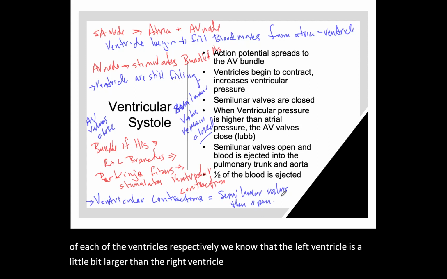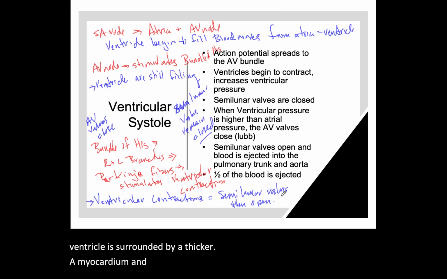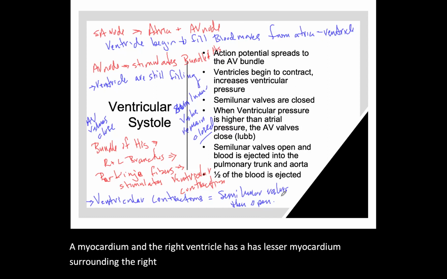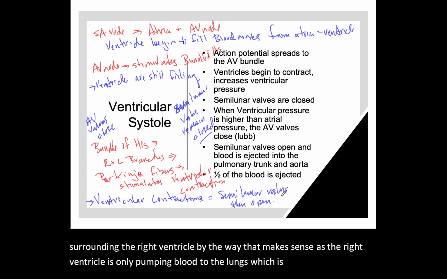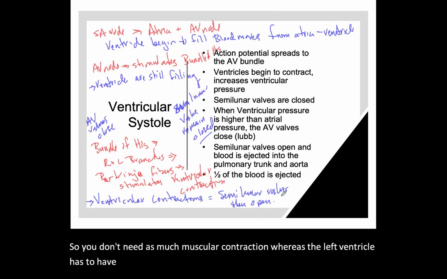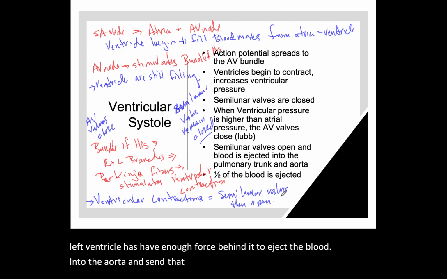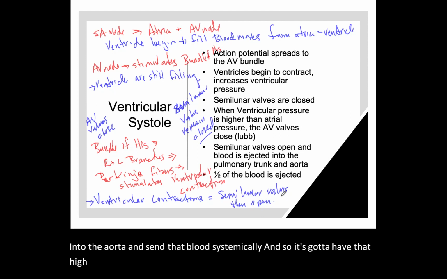And we also know that the left ventricle is surrounded by a thicker myocardium, and the right ventricle has lesser myocardium surrounding it. By the way, that makes sense because the right ventricle is only pumping blood to the lungs, which is real close to the heart, so you don't need as much muscular contraction. Whereas the left ventricle has to have a larger area of myocardium, because that left ventricle has to have enough force behind it to eject the blood into the aorta and send that blood systemically. And so it's got to have that high pressure behind it.